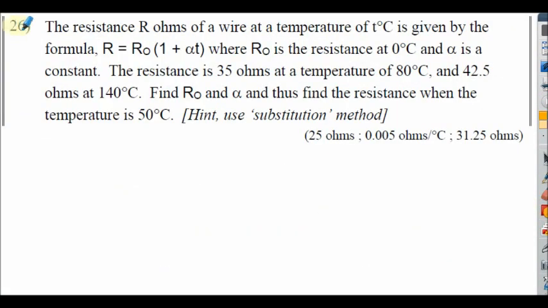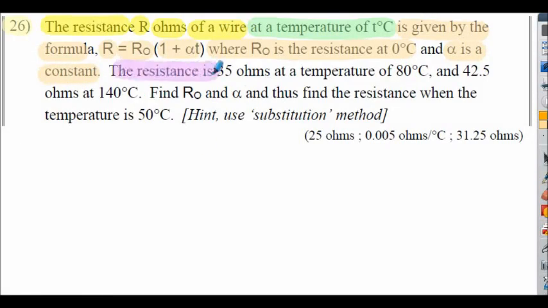Here's now question 26. This was stated in the previous presentation but not solved. Here we'll provide the full work solution. So the resistance, capital R, in ohms of a wire at a temperature T degrees C is given by the formula shown here. Capital R is equal to R0 multiplied by, in brackets, 1 plus alpha T. R0 is the resistance of the wire at 0 degrees C, and alpha is a constant.